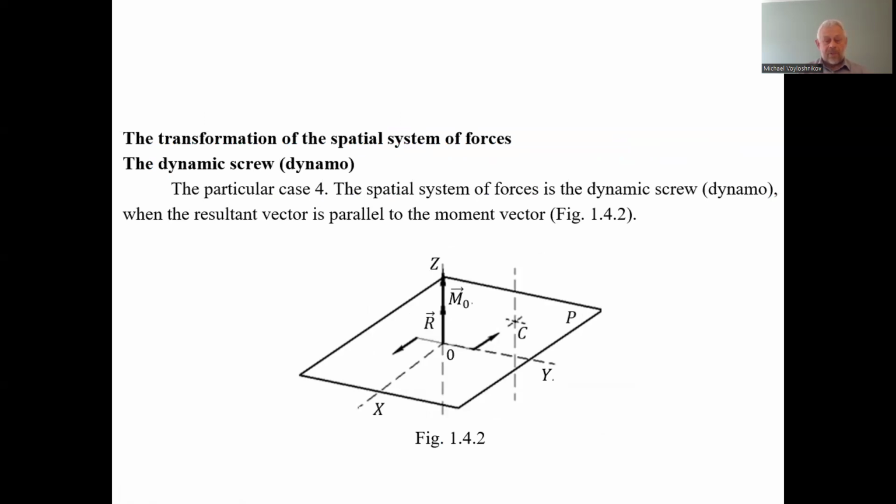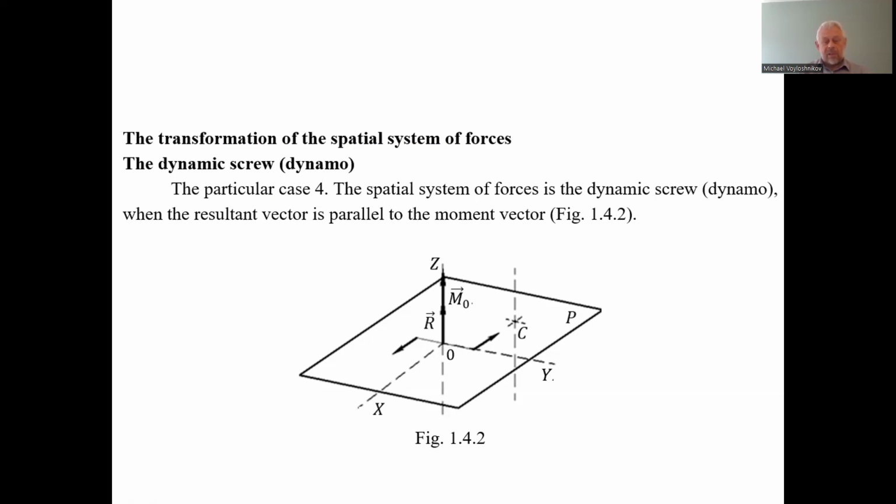Transformation of a special system of forces, the concept of the dynamic screw, dynamo. The special system of forces is a dynamic screw, dynamo, when the resultant vector is parallel to the moment vector. So if the resultant vector is parallel to the moment vector, which is the pair applied at the same point, we can consider this system of forces, system of efforts, to be more correct.